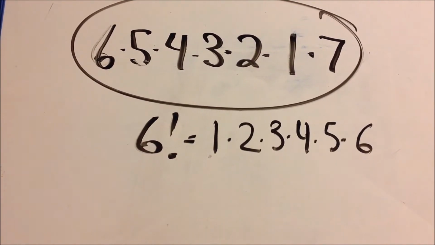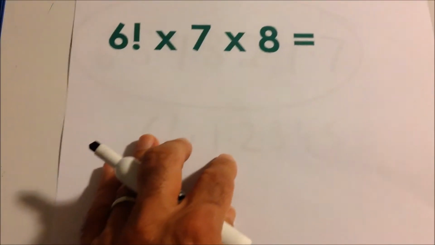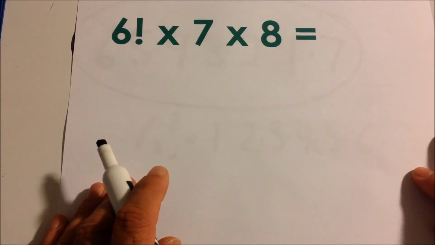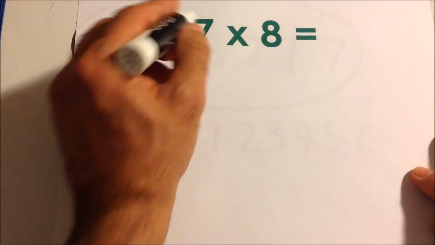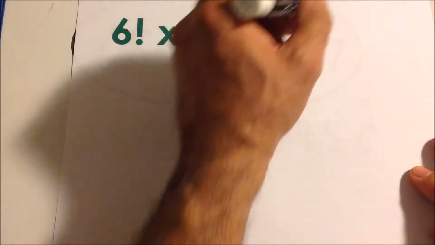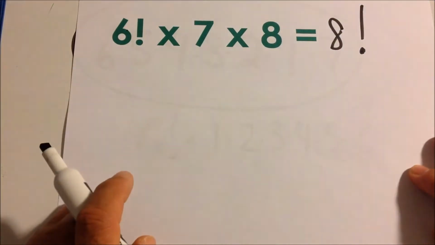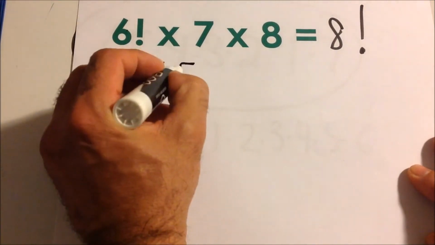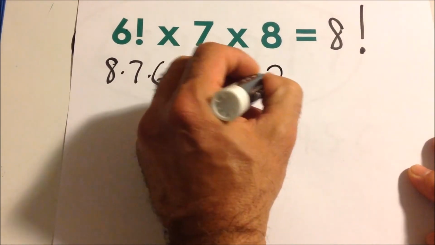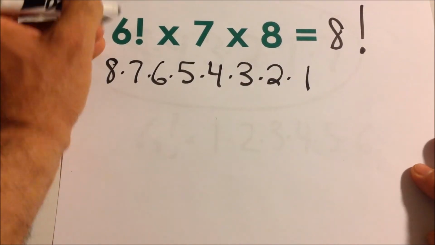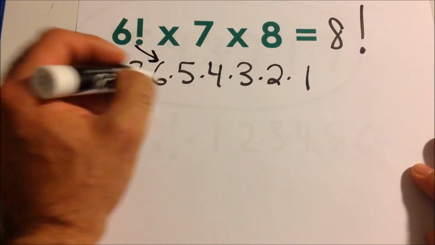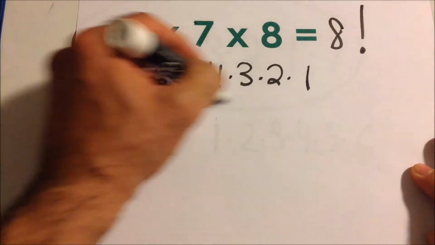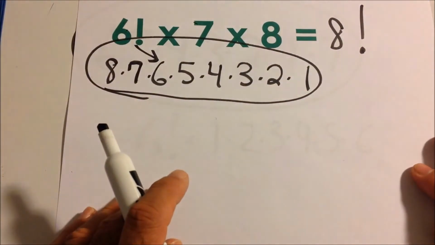Okay, let's see if you can do this one now. What would that answer be? Okay, well, remember when we're doing 6 factorial times 7, we got 7 factorial. So times 8, we'll just have 8 factorial. Right? Let's see if it makes sense. What is 8 factorial? It's 8 times 7 times 6 times 5 times 4 times 3 times 2 times 1. With 6 factorial, we did that. If we had 7 factorial, it would be there. And if we had 8 factorial, it would be there. So that's why it's 8 factorial.